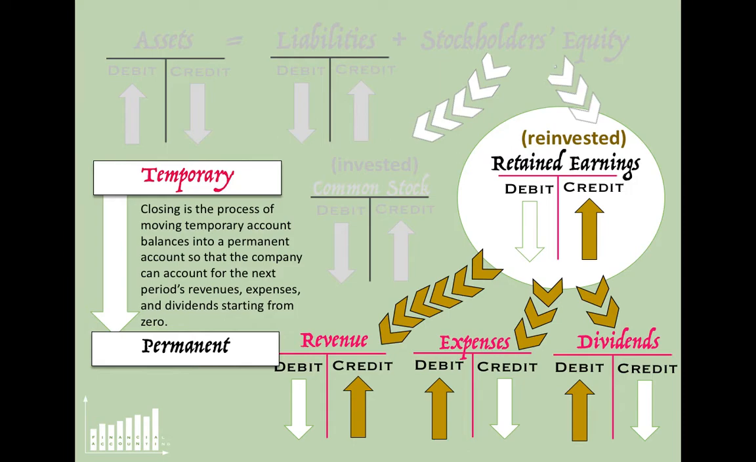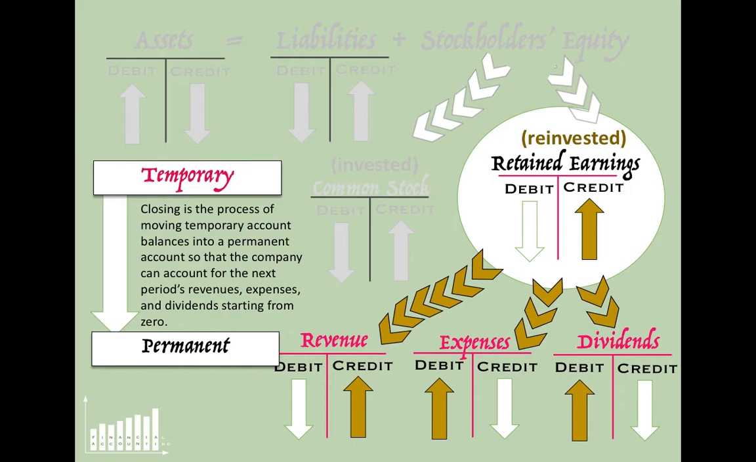Because revenue from April should start at 0. Revenue from May should start at 0, right? We start with 0 revenue and we count upwards. Same with expenses and dividends. So the point of closing is to zero out these pink temporary accounts so that we can start over.